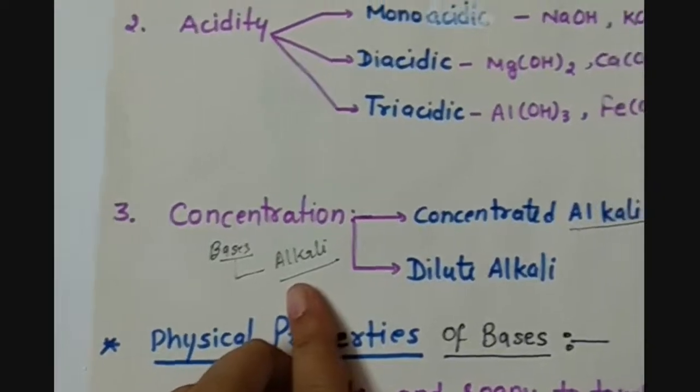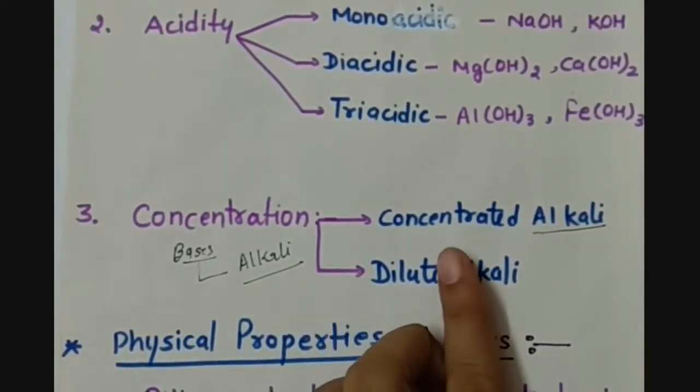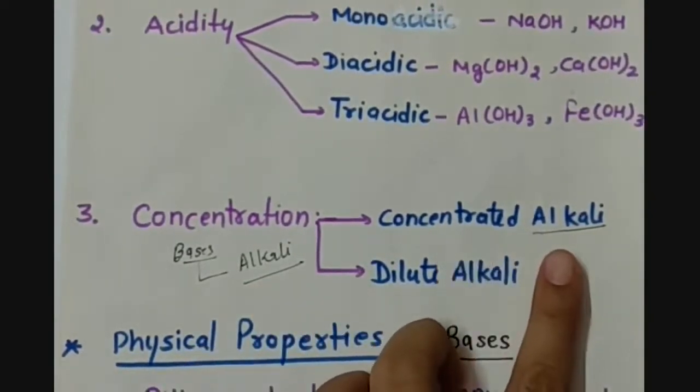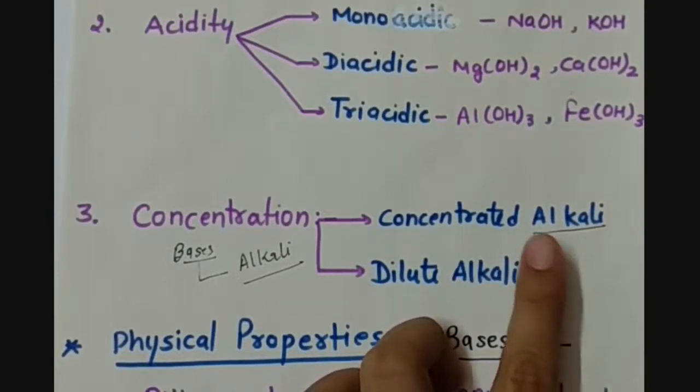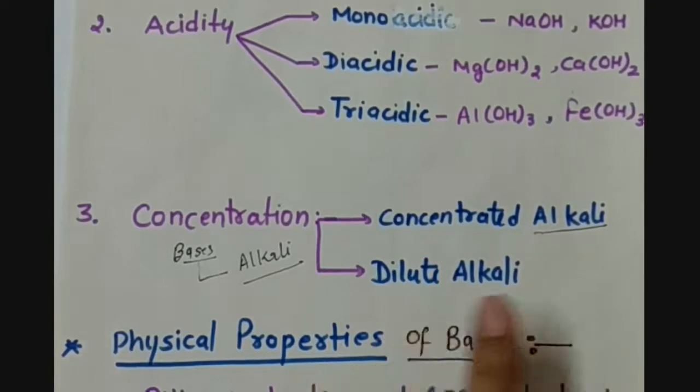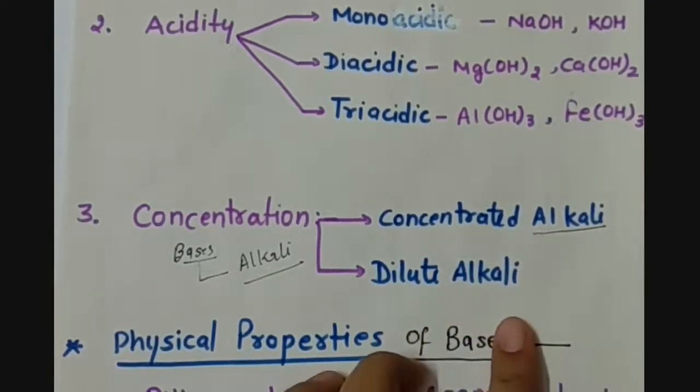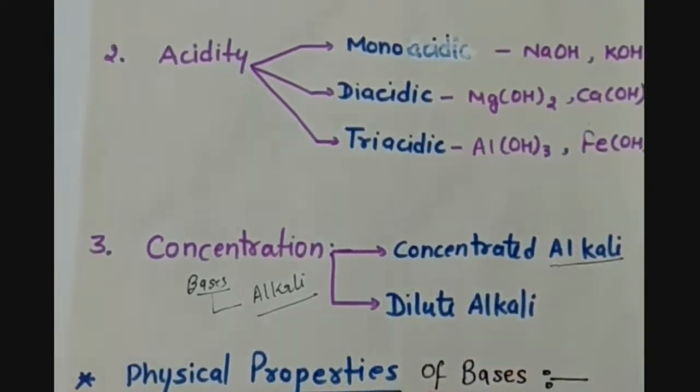On the basis of that, if the amount or percentage of base is higher than water in a solution, then it is a concentrated alkali, and if the percentage of base is less as compared to water, then it is a dilute alkali. So this is it for today's lecture.